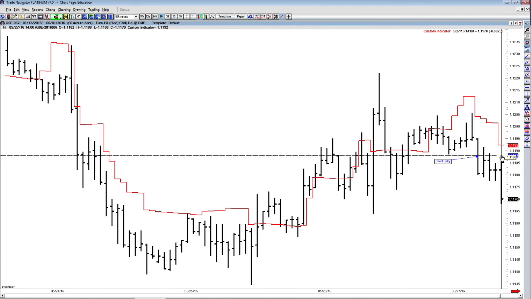Price moves up right away at the high to 1188. So our stop loss gets triggered and we are out at break even. And now the market continues to move lower.